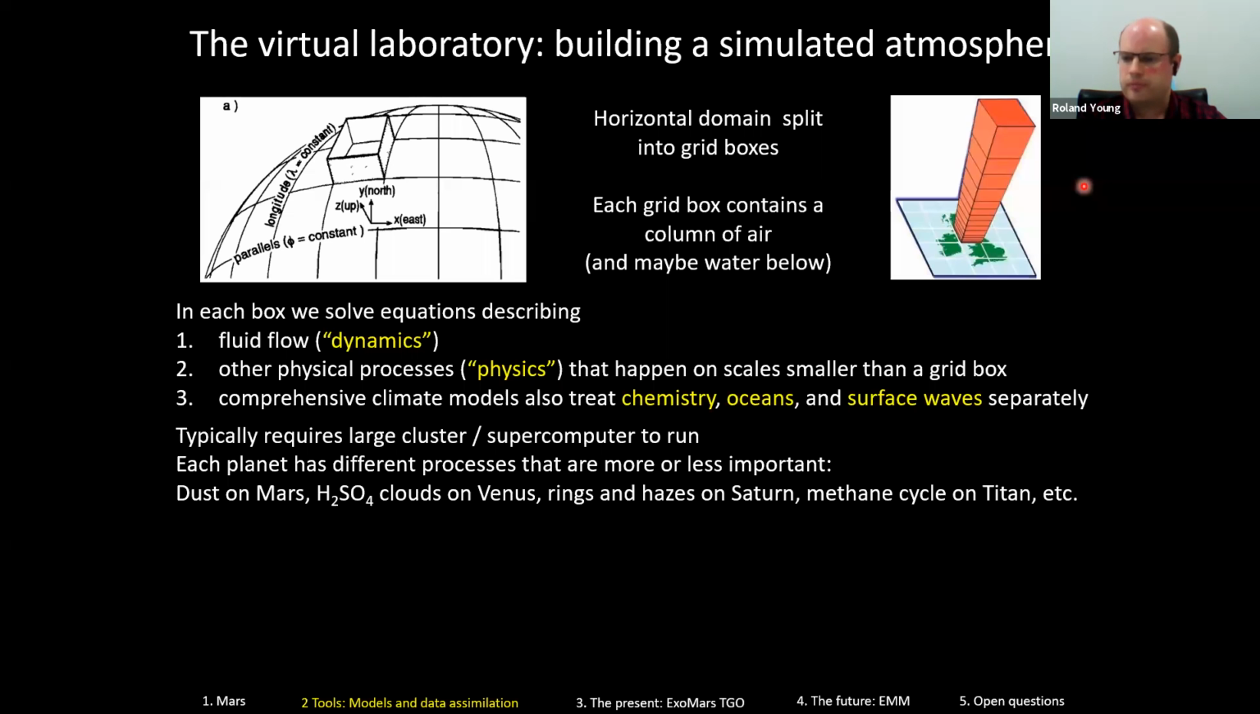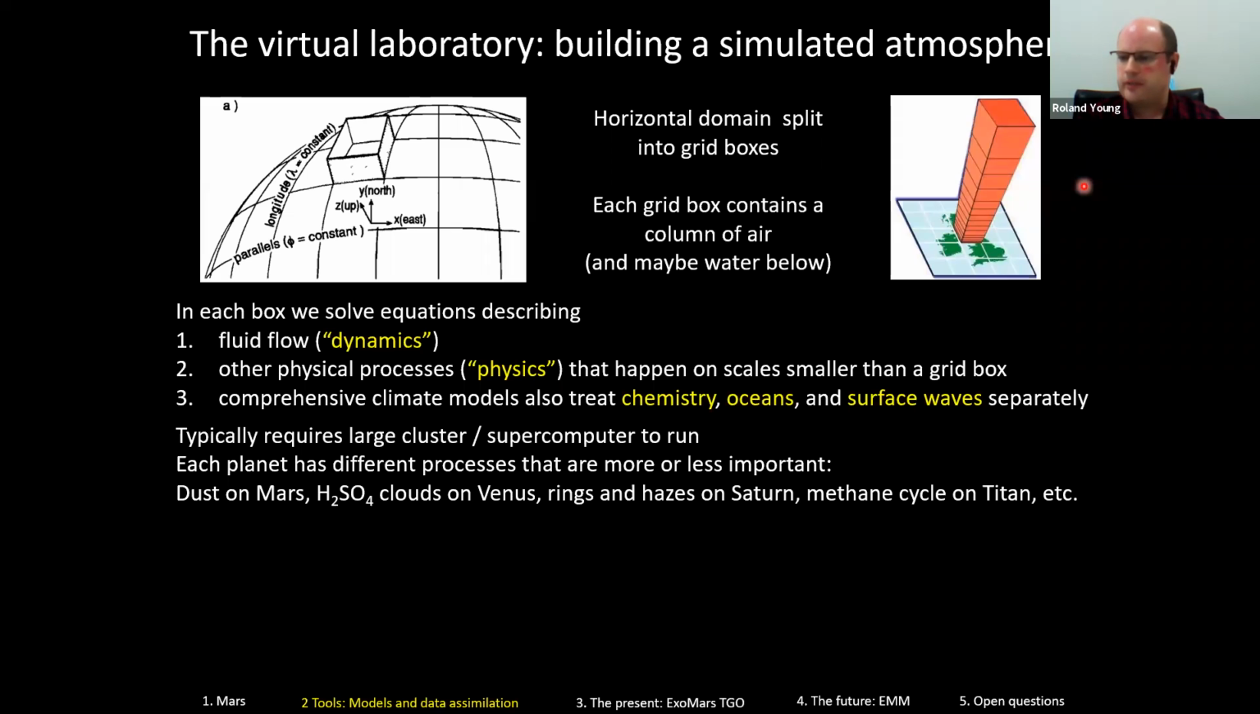Okay. So in each of these boxes, we solve some equations. We solve equations that describe the fluid flow, the flow of the air. We solve equations that describe physical processes that happen on scales smaller than the grid box. So for example, on Earth, you might have a grid box that was 100 kilometers across, but it contains many clouds. Clouds are smaller, but they have a strong effect on the climate and on the weather on the larger scale. And so you need to account for those physical processes on the scale of your grid.